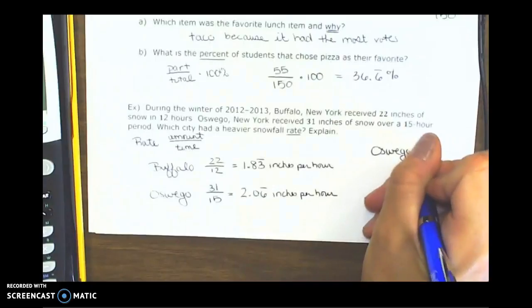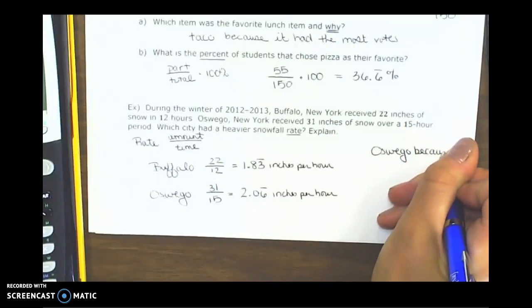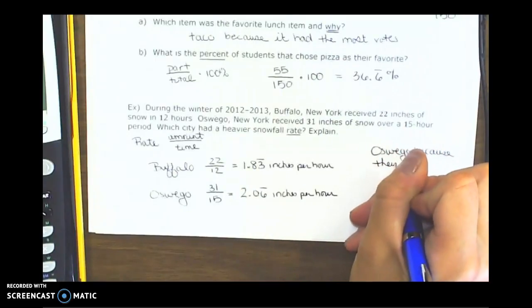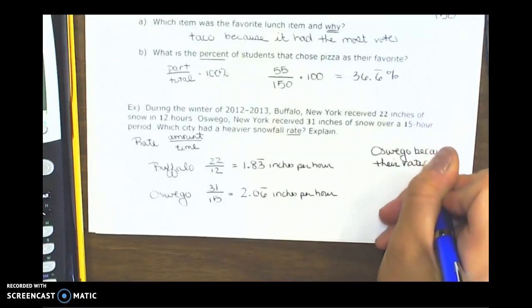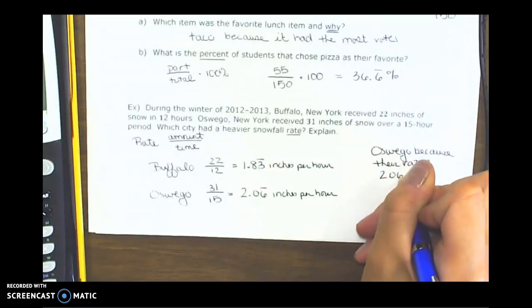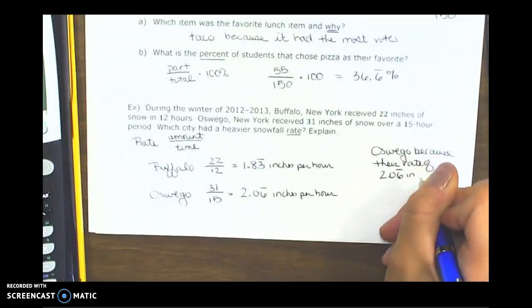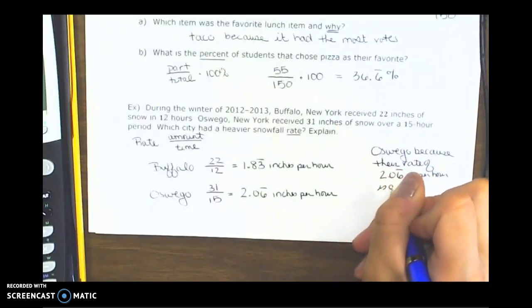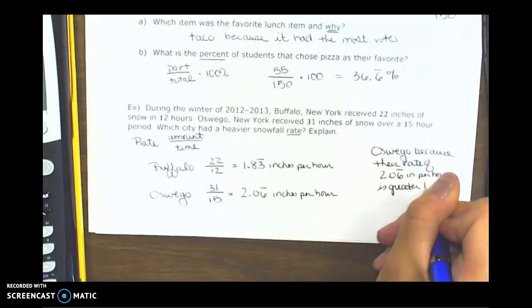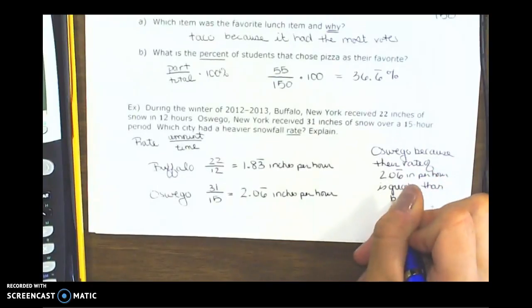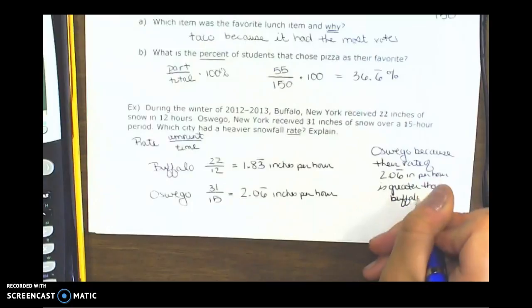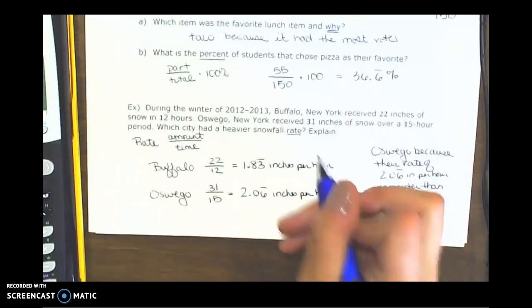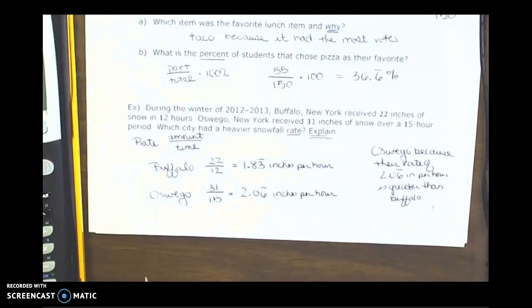Oswego. Because their rate of 2.06 inches per hour is greater than Buffalo. So we found our answer, and then we explained why it worked.